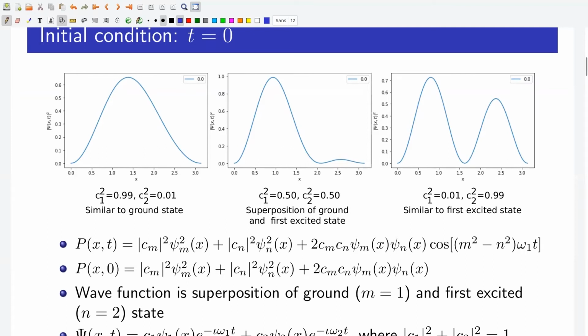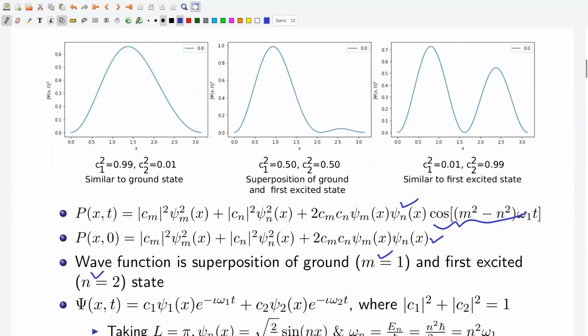Let us try to understand in detail. The probability density is given by this expression. If we put time t equal to 0, this cosine term will become equal to 1 and p(x,0) is given by this expression. We take m equal to 1 and n equal to 2, that is the ground state and the first excited state.